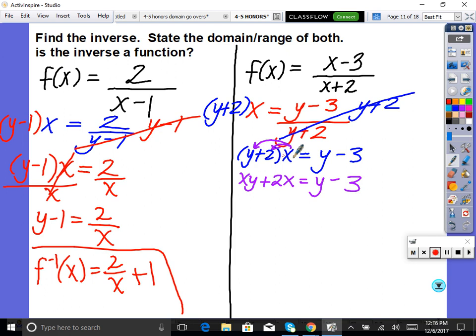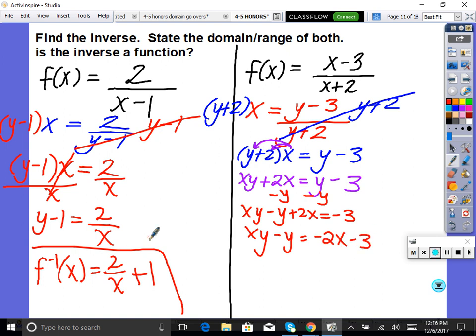What's our goal, to get y alone? So that was a bad question. What we're going to do is get all the y's to one side of the equation and everything else to the other side so we can factor out a y. Okay, subtract y. So we have xy minus y plus 2x equals negative 3. We cannot factor out a y because of the 2x, so we need to move that over. Xy minus y equals negative 2x minus 3. Is everybody with me? Now I can factor out a y.